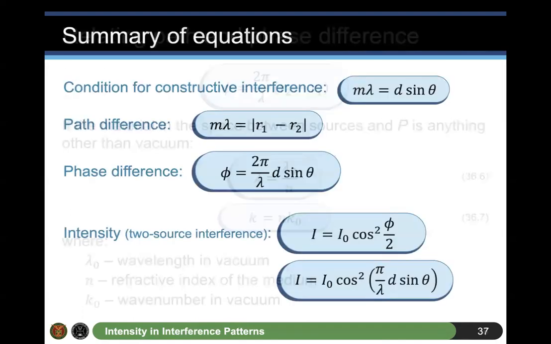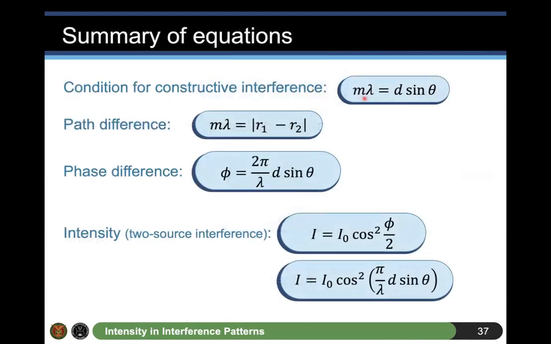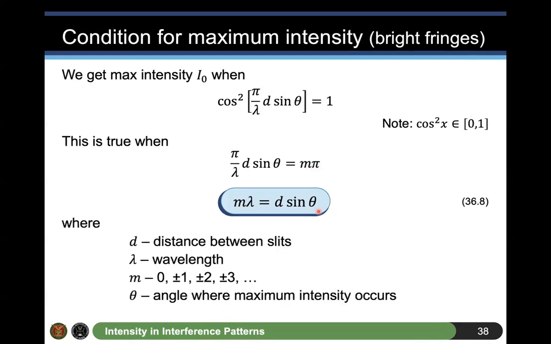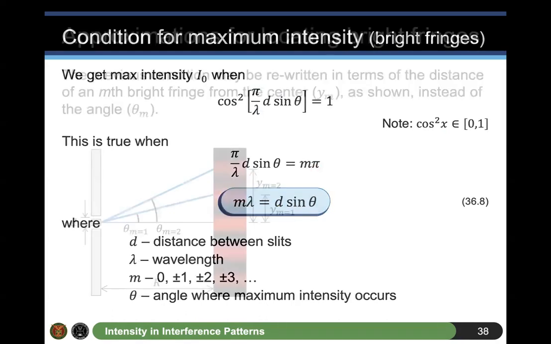So, actually, makuha lang din natin ito. So, yung condition for constructive interference, yun din yung condition for maximum intensity, which nga yun yung bright fringes. Okay? So, again, kailangan nyo lang malaman dito is yung theta, angle where the maximum intensity occurs, and then yung d is the distance between the slits. Okay?